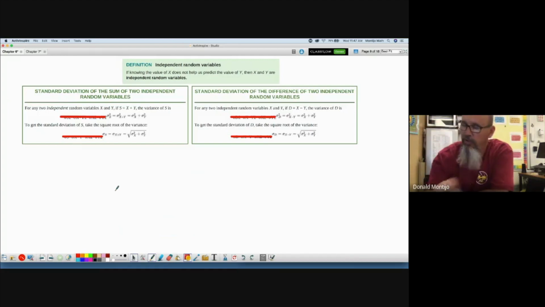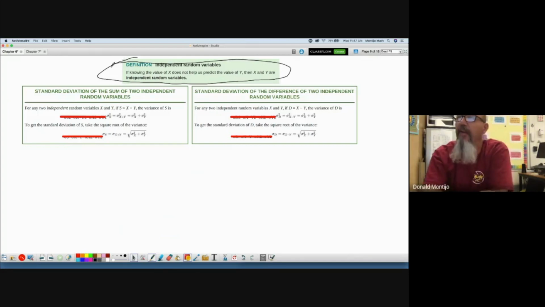Now, these rules for variances of adding or subtracting two variances only work if the variables are independent. Okay. Again, if knowing the value of X does not help us predict the value of Y, if the two events are independent, as we discussed at length in chapter 5, then these two following rules apply.